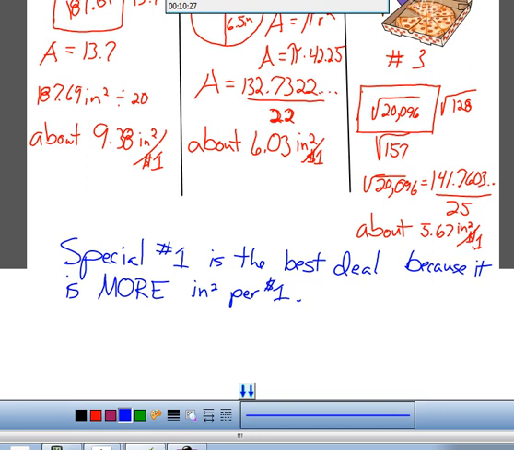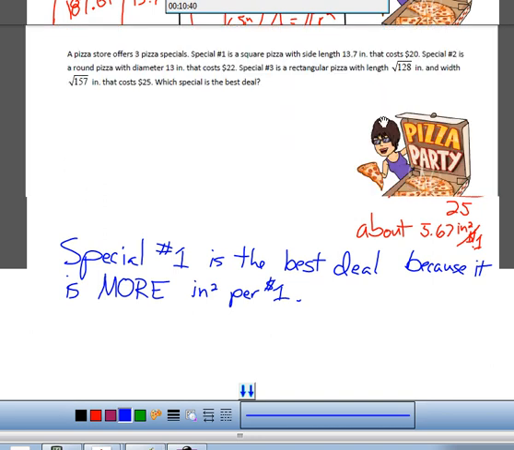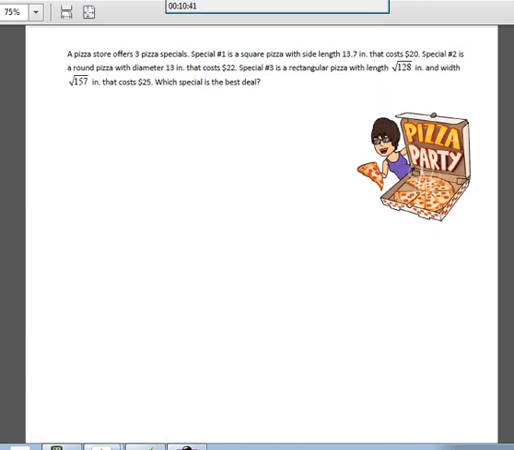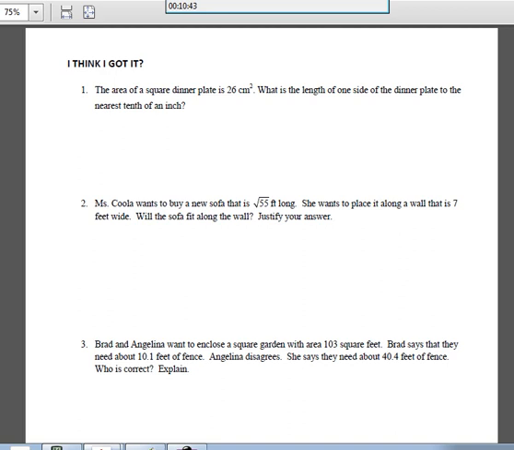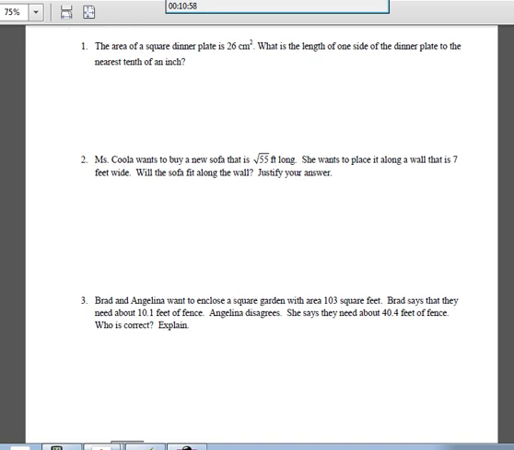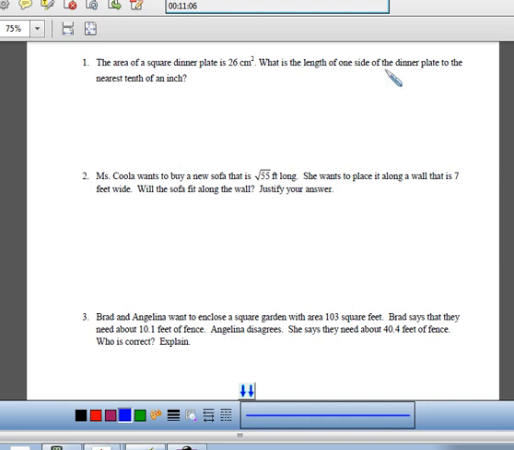Alright, I'm going to clear the screen, so pause it if you need to write more. And I'm going to flip to the next page, page 34. Now, we're not going to do all these, we'll do just a couple together, but what I want you to do is finish this on your own because the answers are at the bottom. So let's take a look at the first one. The area of a square dinner plate is 26 centimeters squared. What is the length of one side of the dinner plate to the nearest tenth of, should not be an inch, should be centimeter, because that's our units.